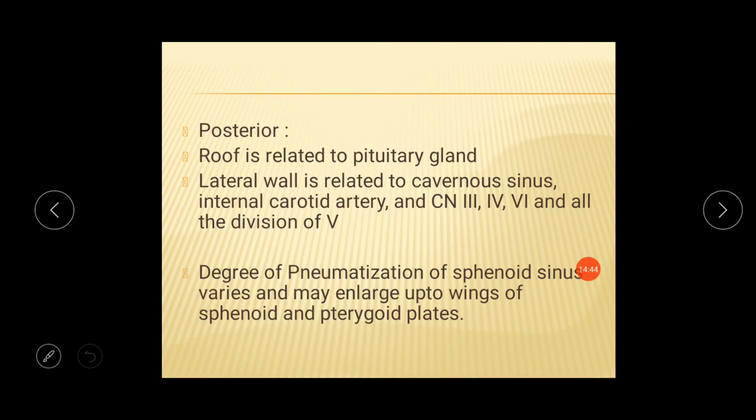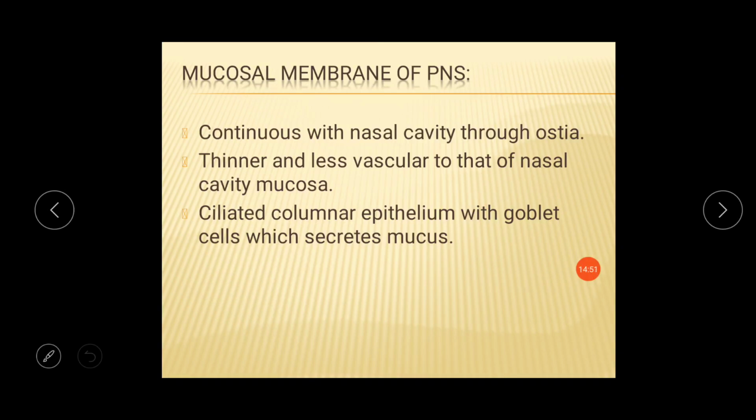The degree of pneumatization of the sphenoid sinus varies and may enlarge up to the wings of the sphenoid and pterygoid. The mucous membrane of the paranasal sinuses is continuous with the nasal cavity through the ostia, and is usually less vascular than that of the nasal cavity mucosa. This mucosa is columnar epithelium with goblet cells that secrete mucus.